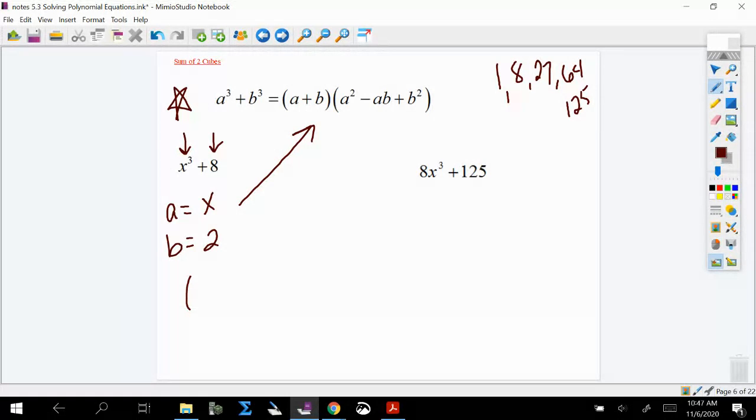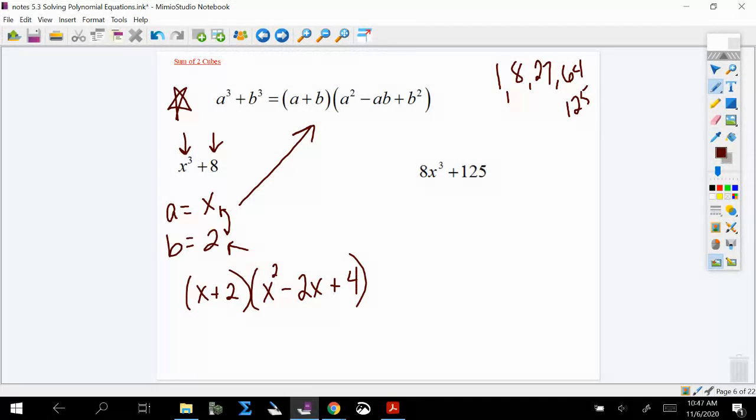So you get x plus 2, a plus b is x plus 2. That's going to be your first factor. And then the second factor, x squared minus these two multiplied together. So a times b would just be 2x, plus this number squared. So 2 squared is 4.